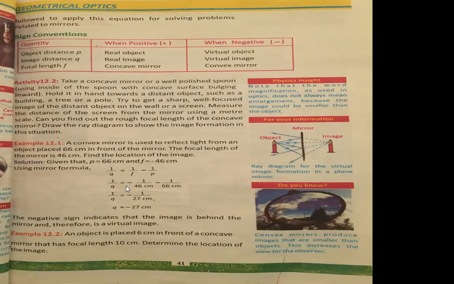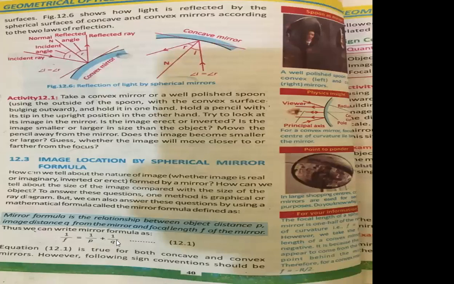So this is the formula, 1 over f is equal to 1 over p plus 1 over q. I separate out 1 over q, taking 1 over p to the other side. So 1 over q is equal to 1 over f minus 1 over p.